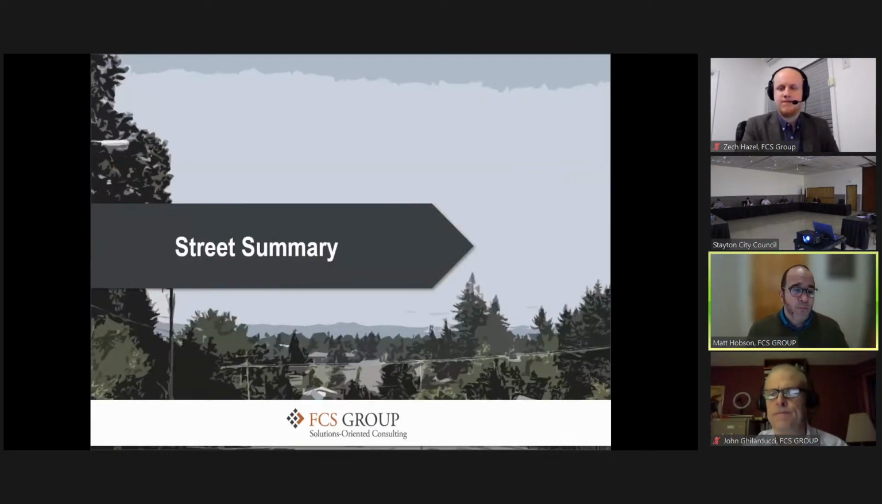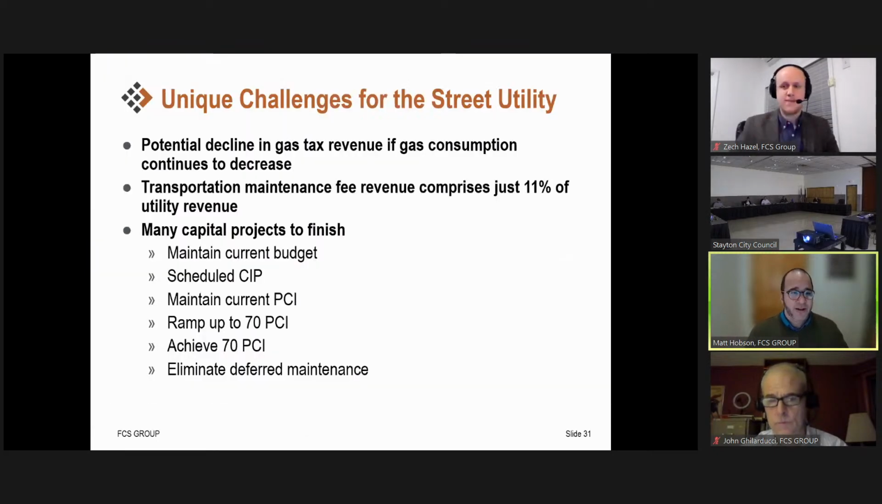For streets, moving to the street summary, there's a couple things to think about. One, the transportation fee is actually a relatively small component of the revenue that funds this utility. Roughly, the vast majority of the utility revenue for the street utility is from the local and state gas tax. We are predicting a slight decrease in fuel gallon consumption that ties to the revenue for the street utility. And so our transportation maintenance fee is what we're targeting. So the utility fee increase you'll see applied to just the transportation maintenance fee component of this revenue.